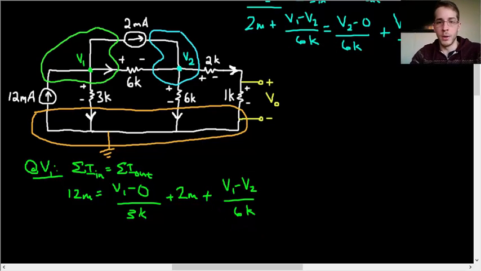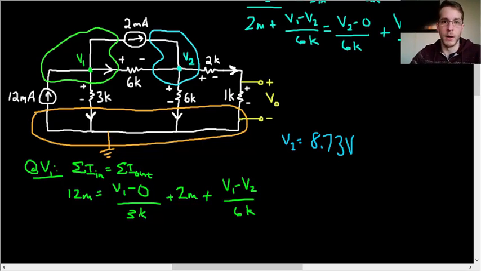Alright, so basically at this point you could do some algebra and make your equations look a bit prettier, and then use substitution or Cramer's rule, matrix to solve for V1 or V2. Now here they ask for V2 and VO, so we're going to solve for V2. So V2 is going to be 8.73 volts.